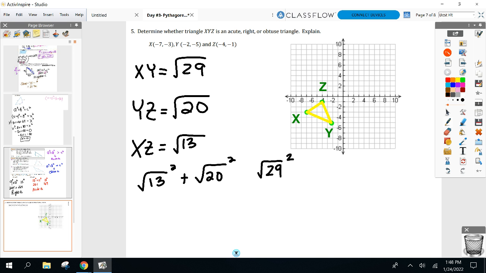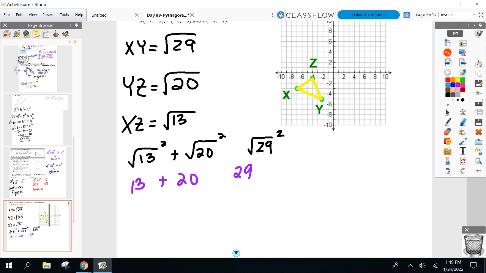You guys remember from last year? Anytime you square a radical or multiply it by itself, what happens? Number underneath. All right, so square root of 13 squared is just 13. Check it on your calculator if you're unsure. And again, this is why I didn't need you to break it down, because what's this just going to become? Square root of 20 squared? Just 20. And then square root of 29 squared, 29.